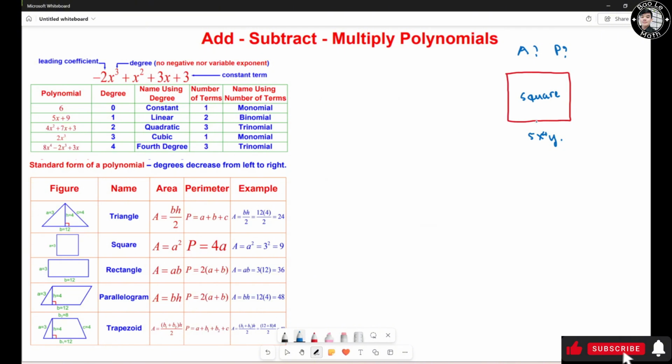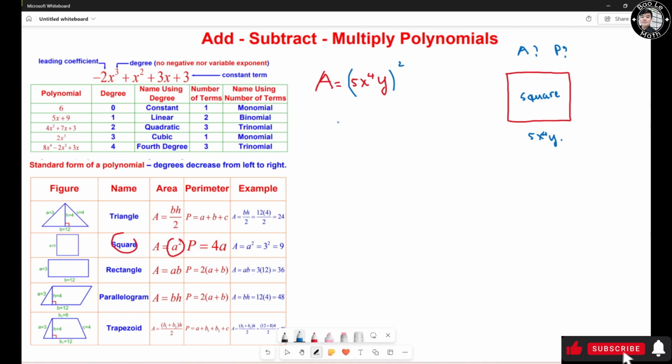Now let's move on to the next example. So suppose I have the square with the side length 5 times x to the 4 times y. Now I need to calculate the area and perimeter, right? So I look at this one, the area of the square is going to be the side square, right? So the area of this one is going to be 5x to the 4y all together square, right?